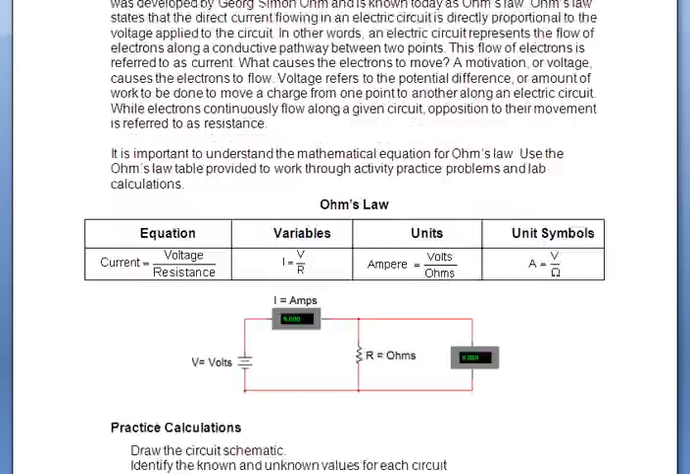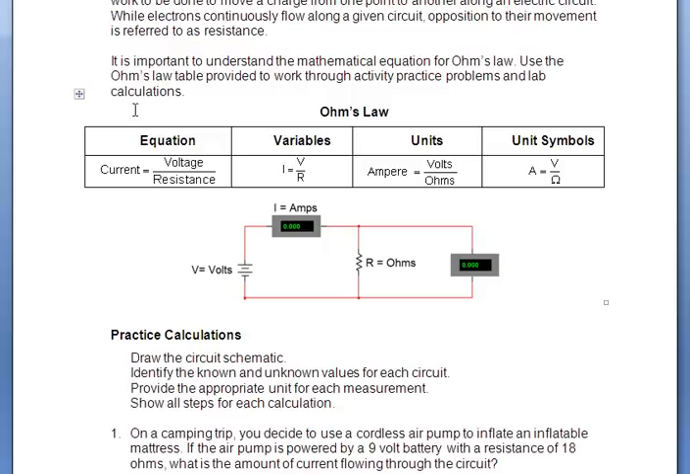So after you finish reading this, you're going to see Ohm's law right here, and you need to understand that this is the formula that we're going to be using. I stands for current, voltage is V, resistance is R, and I is equal to voltage divided by resistance. An amp is equal to a volt divided by an ohm. Ohm is a measurement of resistance. Amp is a measurement of current, and volts are a measurement of voltage.